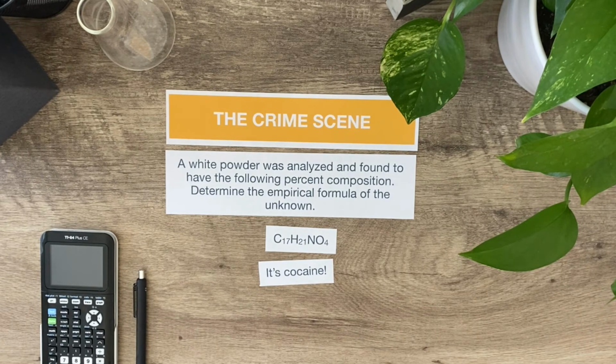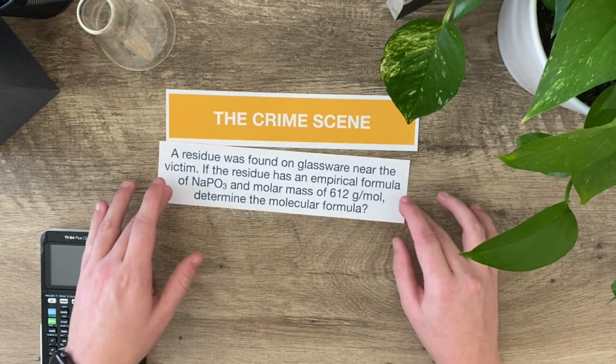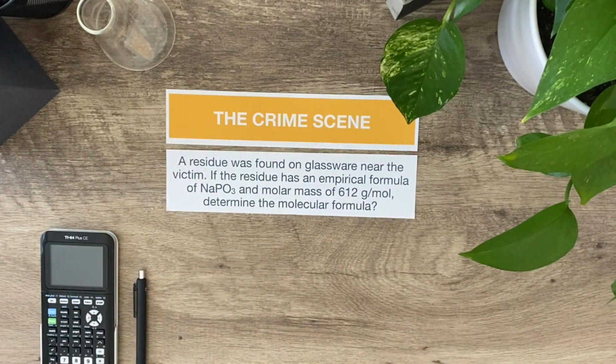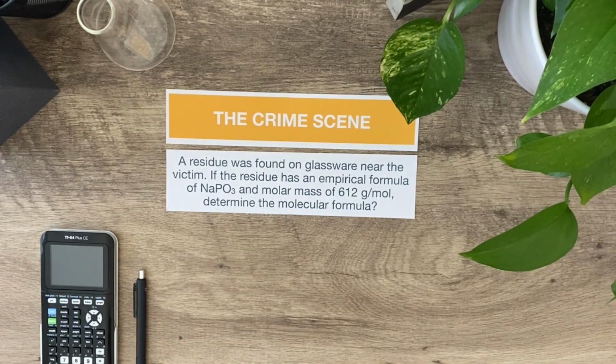Let's look at another example, but in this case, we're not given the percent composition. We're actually given the empirical formula. So let's say I'm back at my crime scene and I locate a residue on some glassware that the perpetrator left behind. And I find out that the residue has an empirical formula of NaPO3 and a molar mass of 612 grams per mole. My question is, can you tell me what the molecular formula of the actual residue is?